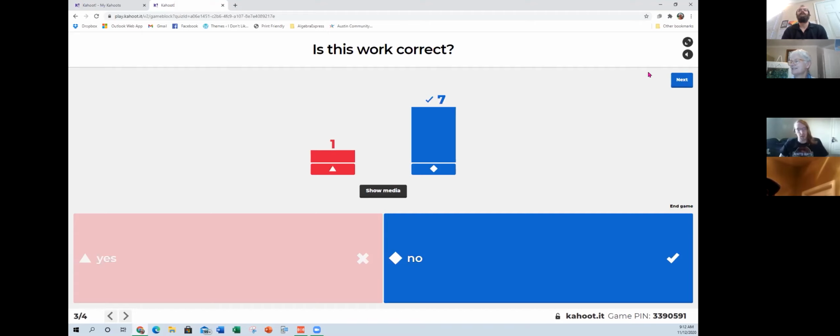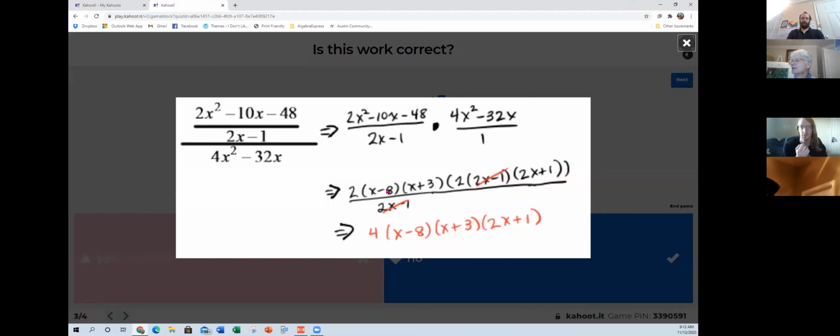Okay, good. Most of y'all got it good. And really, from the very first step, it's wrong, because you're dividing. This is like 4x squared minus 32x over 1. And when you divide, you keep the first fraction just like it is, but you reciprocate the denominator fraction. So this should have been, instead of 4x squared minus 32x over 1, it should have been 1 over 4x squared minus 32x. And then I made a bunch of mistakes down here too, but you could have just stopped right there.